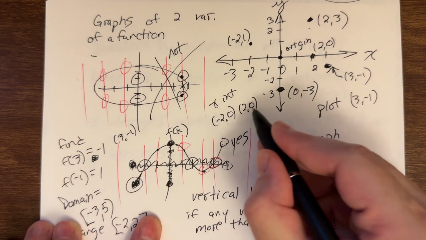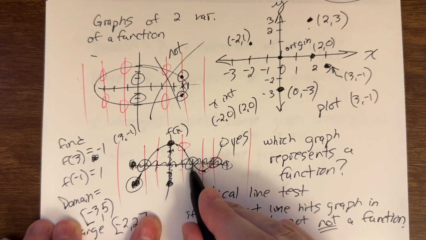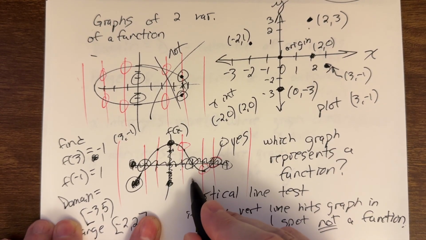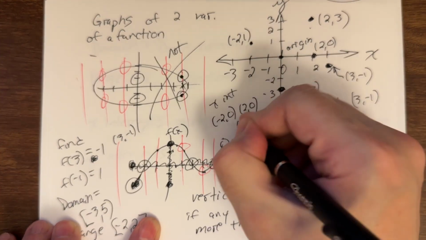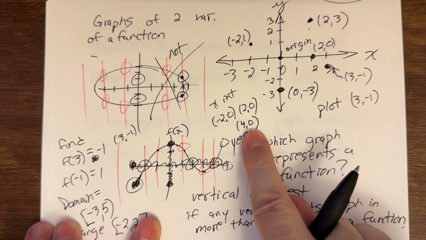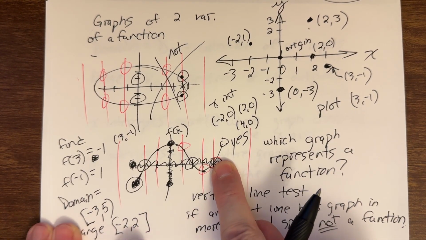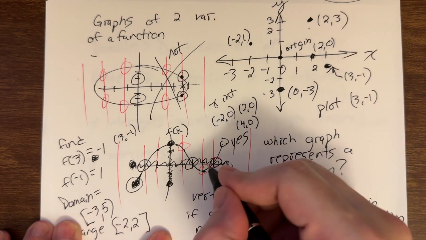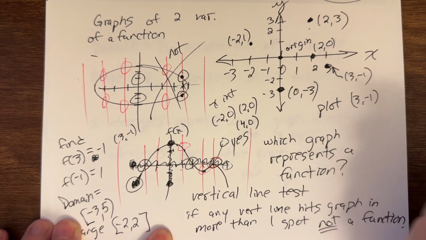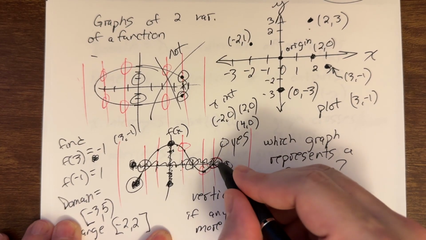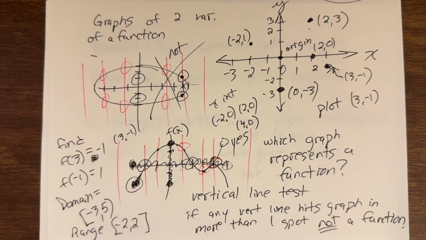Similar here. That would be positive 2 comma 0. Now it's 2 units to the right, but still on the x-axis, not going up or down. And one more here at 4 comma 0. Crossing the x-axis one more time. The reason I emphasize touch, if it just did this, it doesn't have to cross through the x-axis. It's still touching the x-axis. That would still count as another x-intercept.